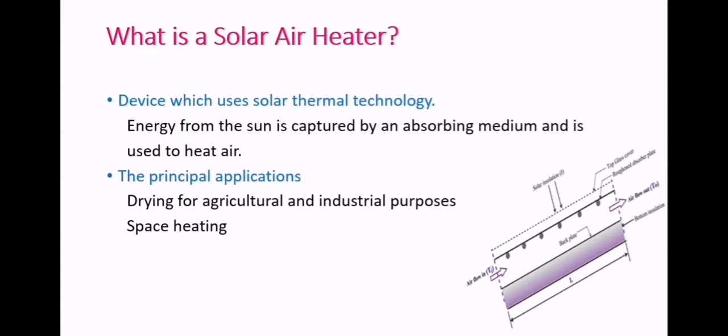The principal applications in which solar air heaters are used are drying for agricultural and industrial purposes and space heating. Here I show a picture of a conventional solar air heater. A conventional solar air heater generally consists of an absorber plate with a parallel plate below forming a passage of high aspect ratio through which the air to be heated flows. A transparent cover system is provided above the absorber plate, while a sheet metal container filled with insulation is provided on the bottom and sides.